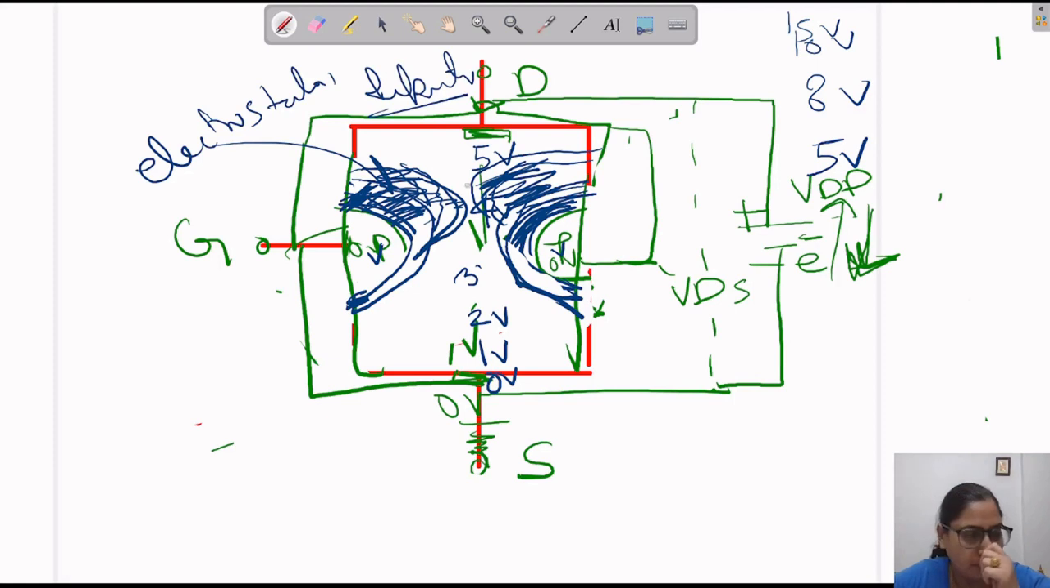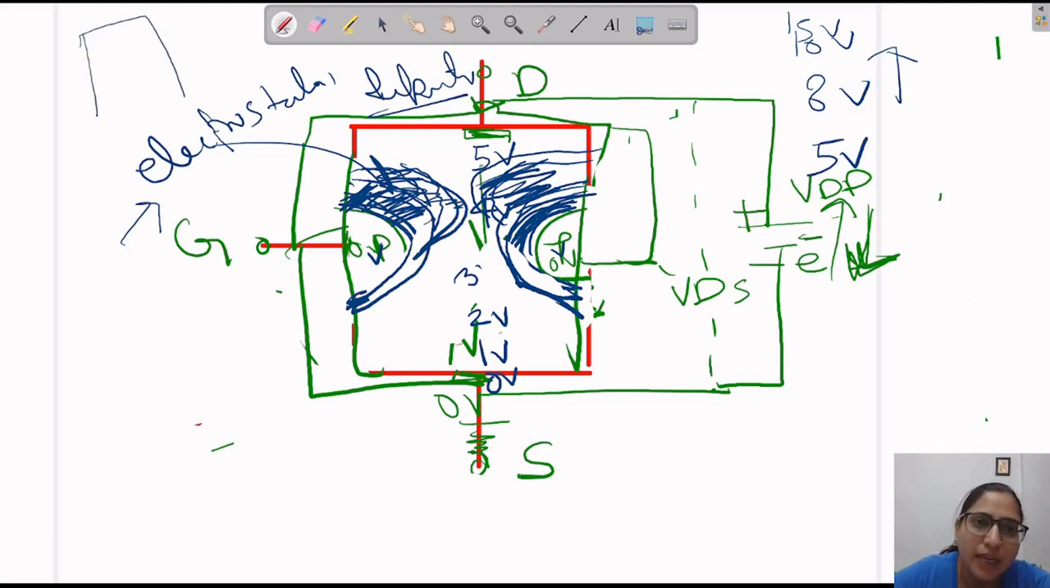Sometimes in objective questions it is asked, if the reverse voltage is increased, will the layers of the depletion region touch each other or mix with each other? So the answer is no. Why so? Because of electrostatic repulsion. What is electrostatic repulsion?